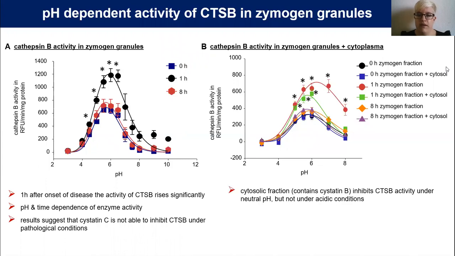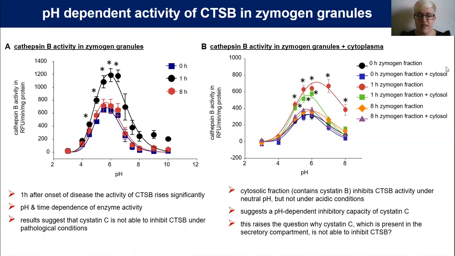But if we add the cytoplasm to the zymogen granules, we observe an inhibitory effect on the cathepsin B activity under neutral pH, but not under acidic conditions. The reason for this is that the cytosol still contains the inhibitor cystatin B. This suggests also that there's a pH-dependent inhibitory capacity of cystatin C, and it also raises the question why cystatin C, which is present in the secretory compartment, is not able to inhibit the cathepsin B.